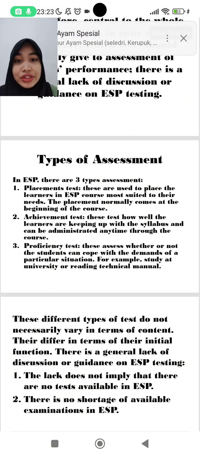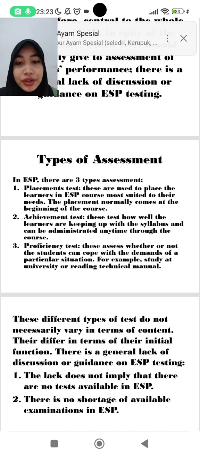There are 3 types of assessment. First is placement tests. These are used to place the learner in the ESP course most suited to their needs. The placement normally comes at the beginning of the course. Second, achievement test. This tests how well the learners are keeping up with the syllabus and can be administered at any time through the course. Third, proficiency test.